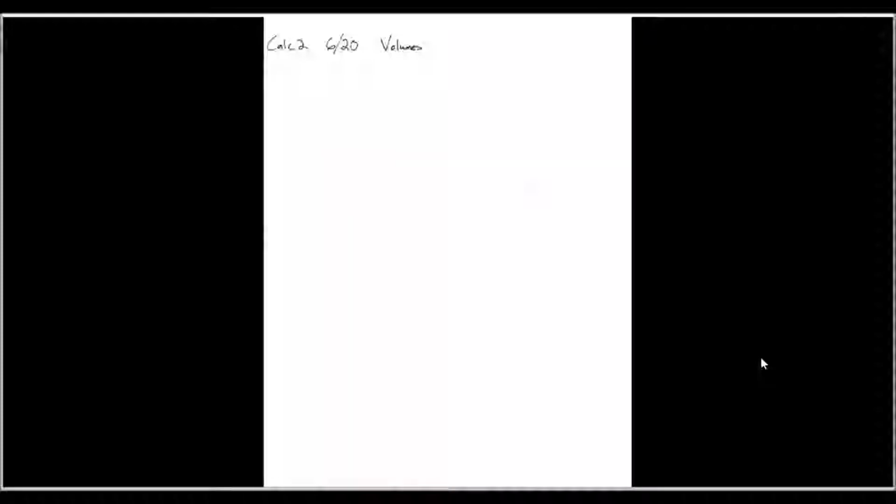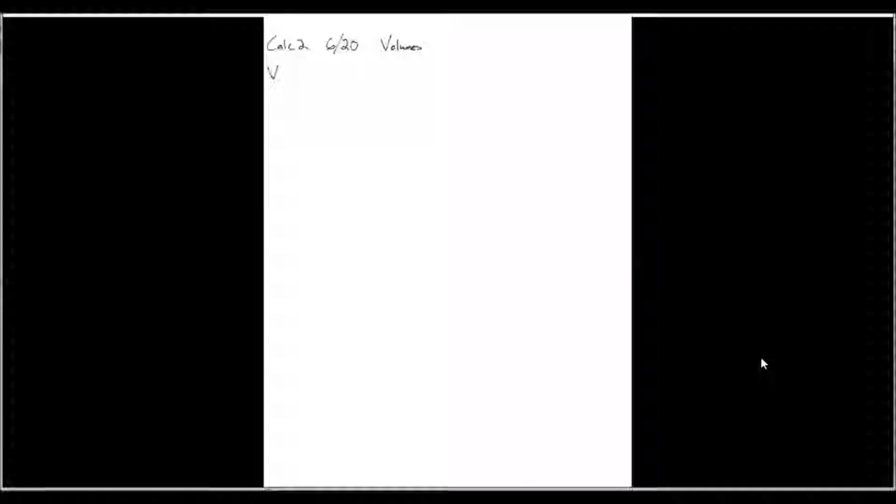626 or 620, and we're doing some Calc 2, and we're going to be looking at volumes. So this is kind of going off of finding area between curves and then bringing it to this new level of rotating these areas around certain axes. So let me just put this down, and then we're going to talk about it.